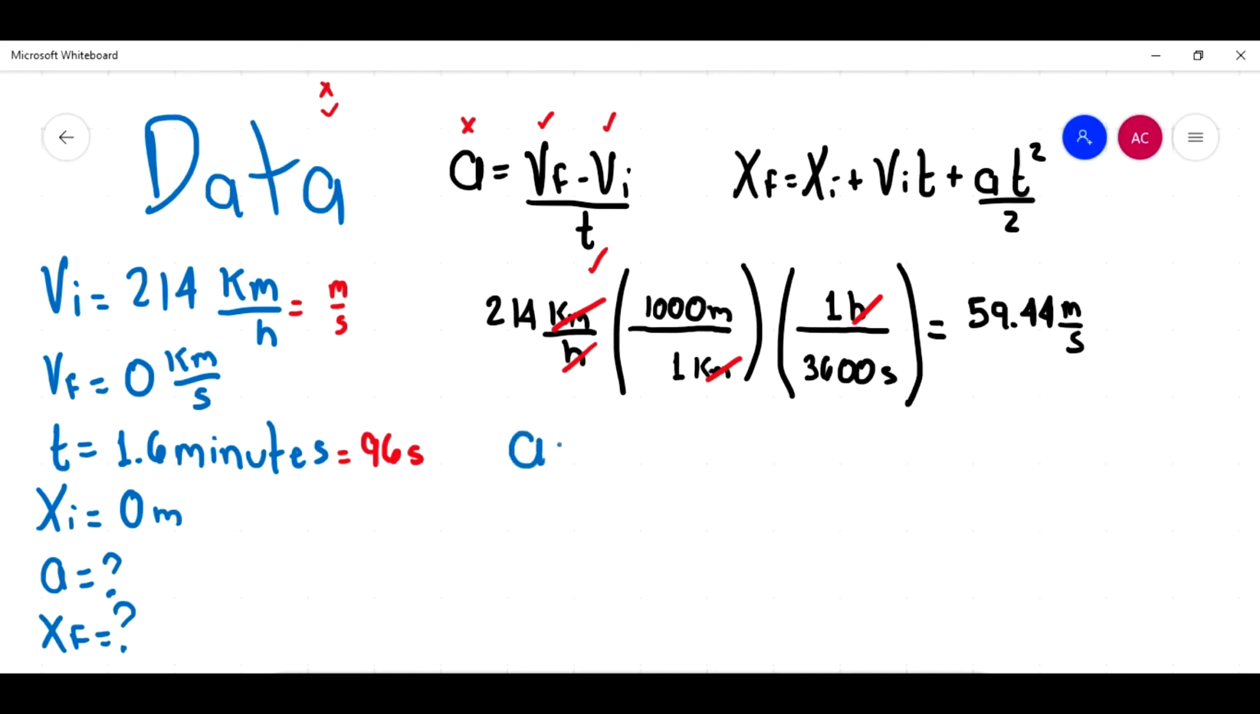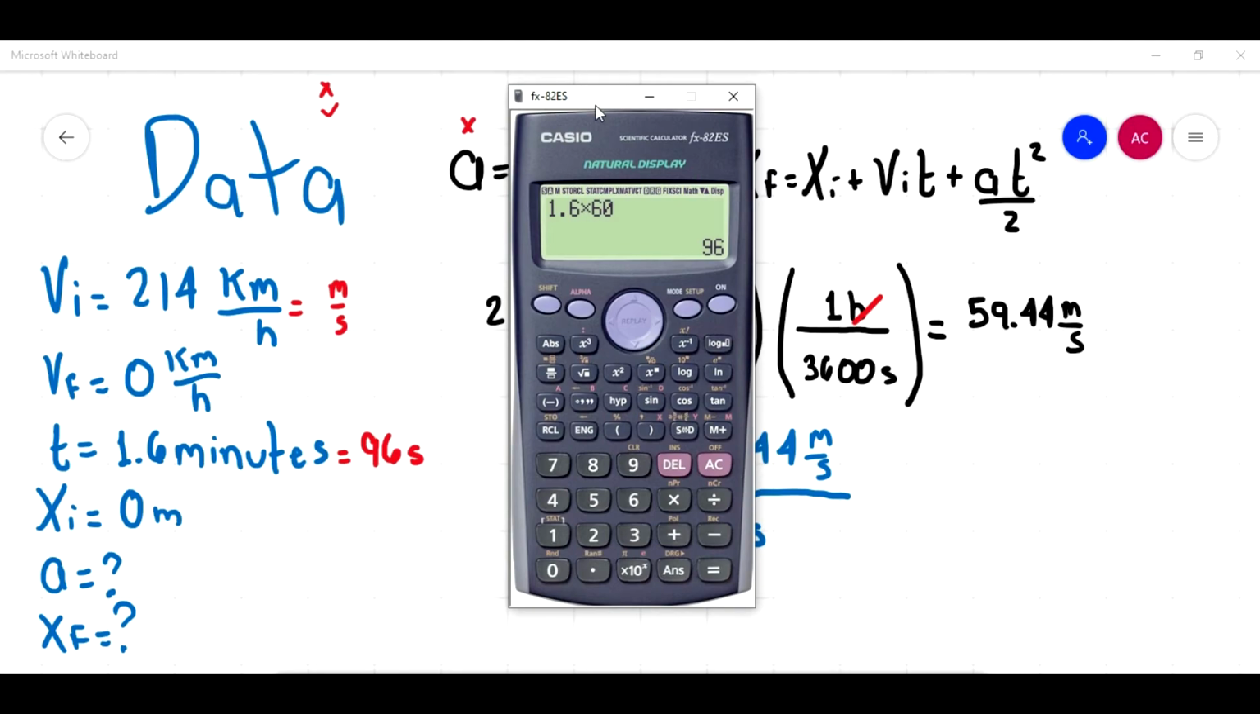So acceleration equals final velocity, which is 0 meters per second. If you see, I got kilometers per hour, but I wrote meters per second. That's because it doesn't matter, in the end it's gonna be 0. So 0 meters per second equals 0 kilometers per hour. Minus 59.44 meters per second over 96 seconds. Okay, so let's do it in a calculator.